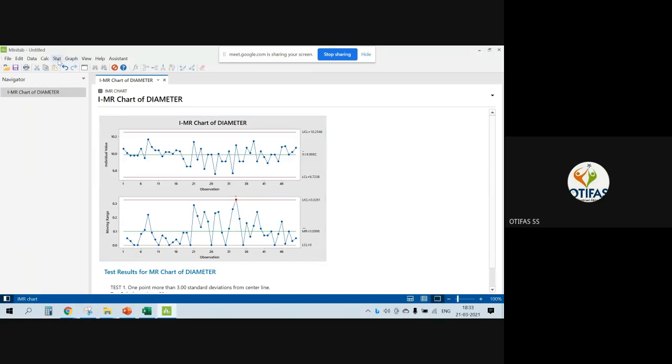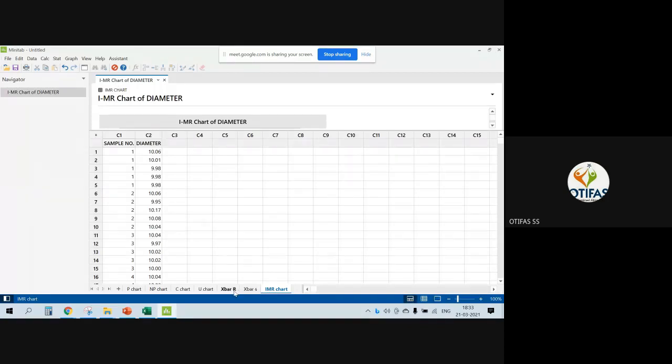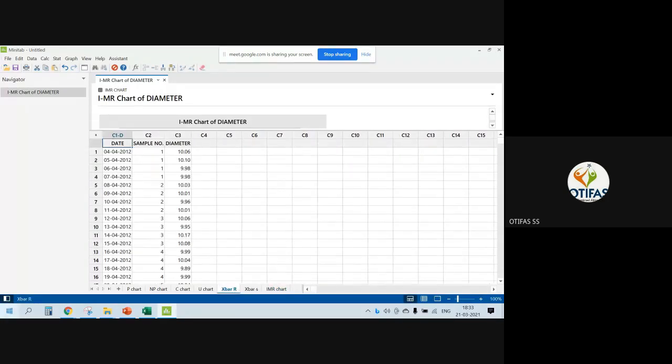Now we can go to another chart. The next chart we will use is the X bar R chart. So in the X bar R, what is that? See, all the diameters have been taken in a sample. Like in sample one, we have four subgroups. So what Minitab will do is take the mean and range of this, and then it will plot.